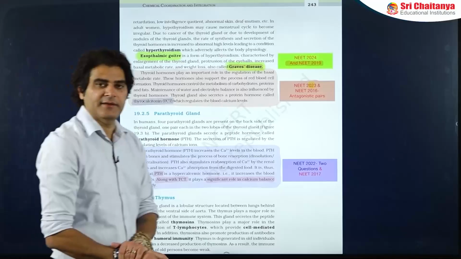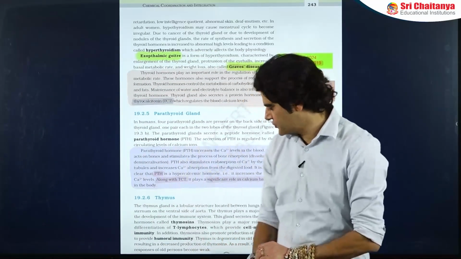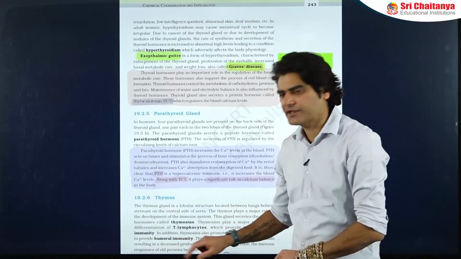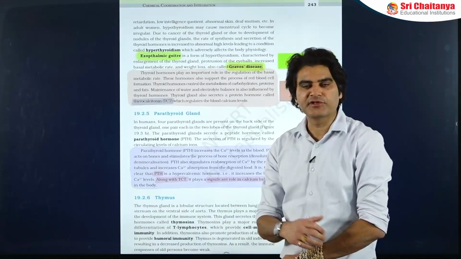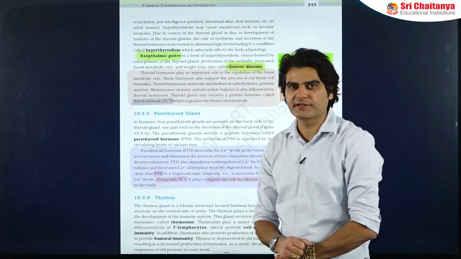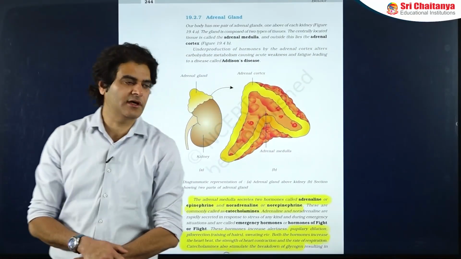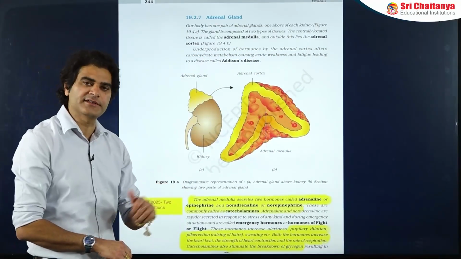Another important point about the thymus gland: in old age, it is mentioned in NCERT that old age individuals have a degenerated thymus gland, which is why the immunity in old age people will be weaker. Going forward, this is another important gland from the question perspective: the adrenal gland.